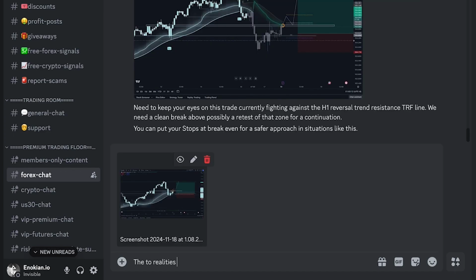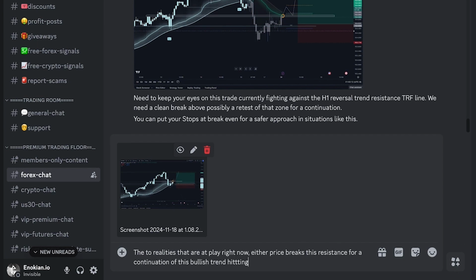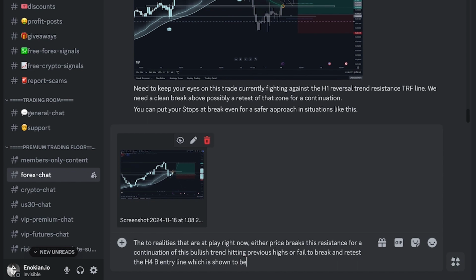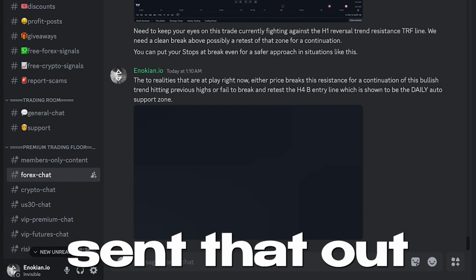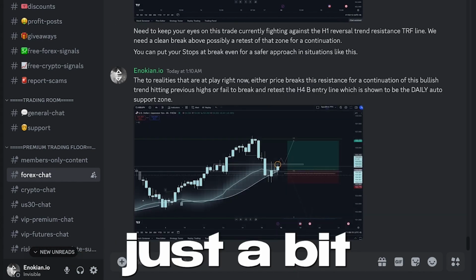There's two different realities that can play out right now. Either price breaks this resistance for a continuation of the bullish trend on the higher time frame, or fails to break and retests the H4B line, which is shown to be the daily auto support zone. Sent that out and we'll follow up in just a bit.